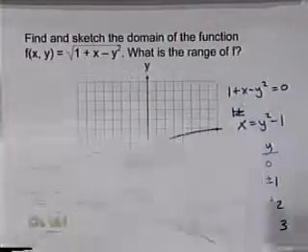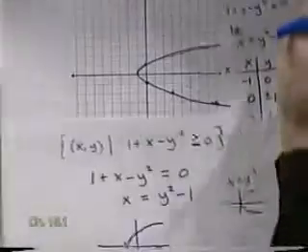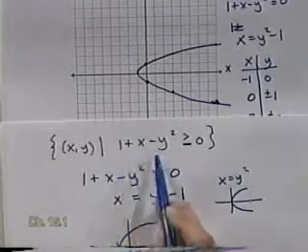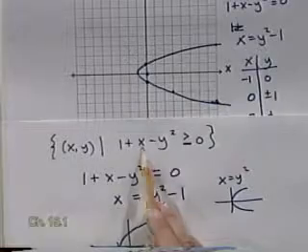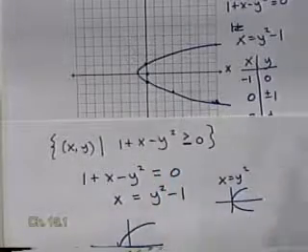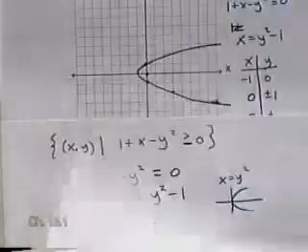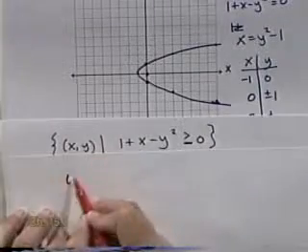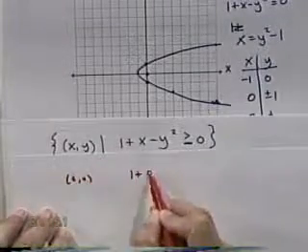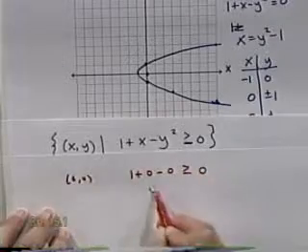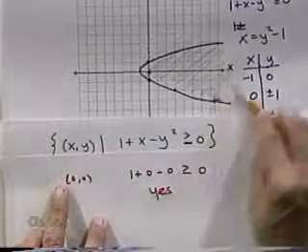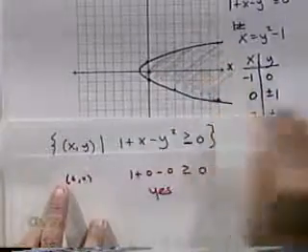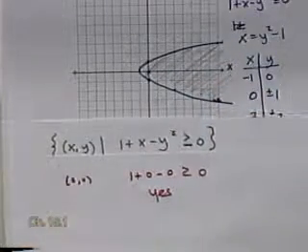Okay? And for this particular function, we need 1 plus x minus y squared to be greater than or equal to 0. So I'm going to check the origin and see if it works. If you plug in the origin, 0 for x, 0 for y, I get 1 plus 0 minus 0 is greater than or equal to 0. That's a yes. And so this is what the domain looks like. It's everything inside there. That's what its domain is.